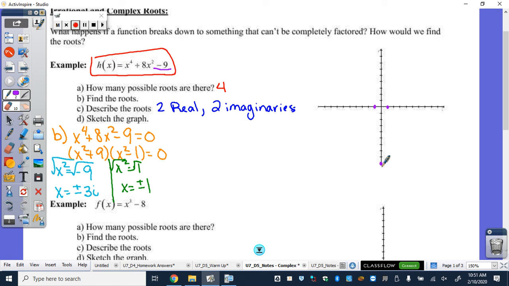What would our behavior be? It's a fourth degree with a positive leading coefficient. They should both be going up. And again, that's really all I have to go off of so far. I have the real roots, I have the y-intercept, and I have my end behaviors. So I'm just going to sketch my parabola with the information that I have.